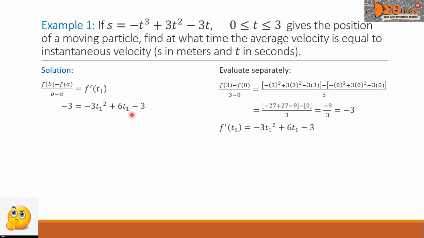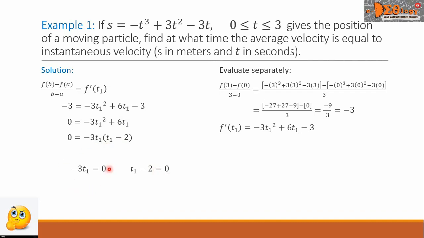Let us now solve for t sub 1. We can see here that the negative 3 is common in each side of the equation, so we can cancel those. So we have now 0 is equal to negative 3t sub 1 squared plus 6t sub 1. Here, let us factor out a common factor, and that common factor is negative 3t sub 1. We have now negative 3t sub 1 times the quantity t sub 1 minus 2. We're going to equate each factor to 0. So we have negative 3t sub 1 equals 0, and t sub 1 minus 2 equals 0.